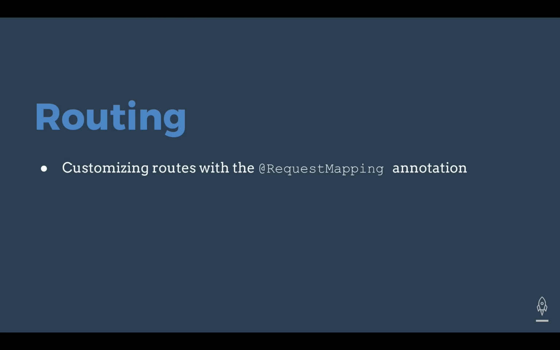Okay, so here's a rundown of the topics we're going to look at. We're going to look at customizing routes with the request mapping annotation. We saw how to use this annotation in its most basic form in the last lesson to specify which path a handler method should be handling requests at. We're going to see how to use it at the controller level and also how to add a little bit more detail to it to have more control over the mapping behavior.